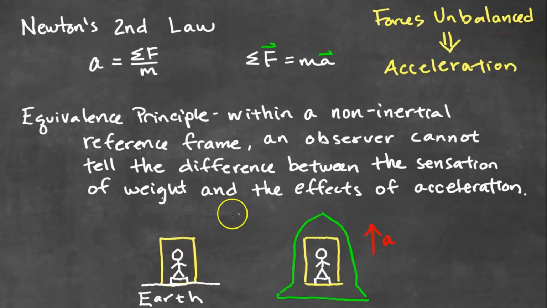And so this is the idea of the equivalence principle, that within a non-inertial reference frame, these two people would not be able to tell the difference between whether they are on Earth or in a rocket that is accelerating at 9.8 meters per second squared.